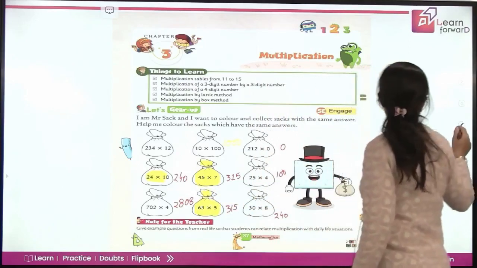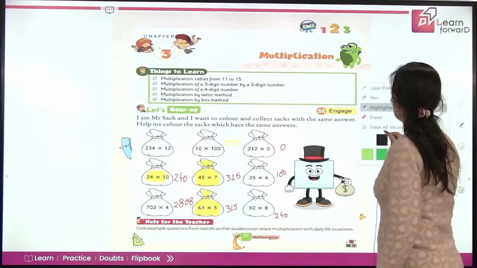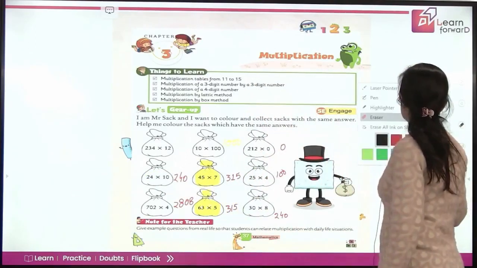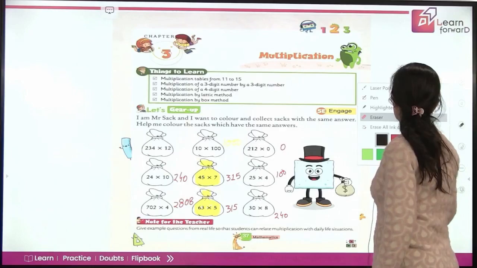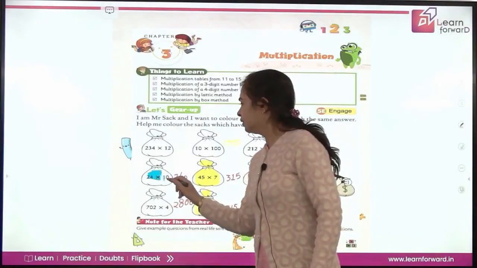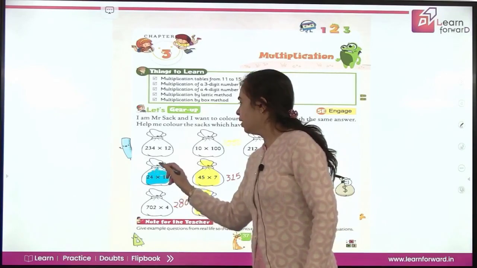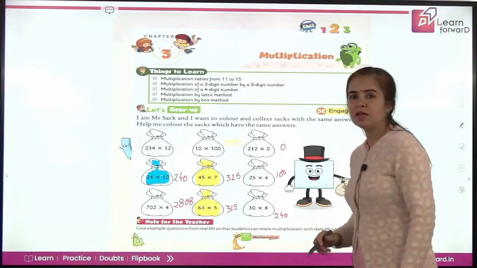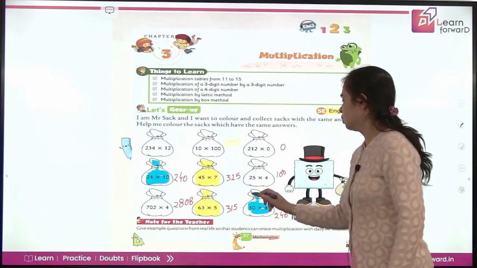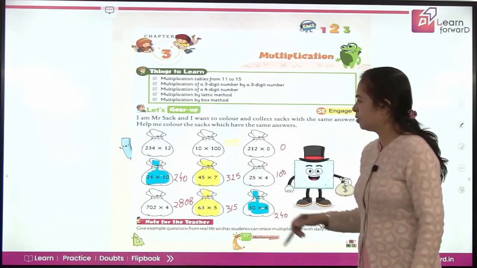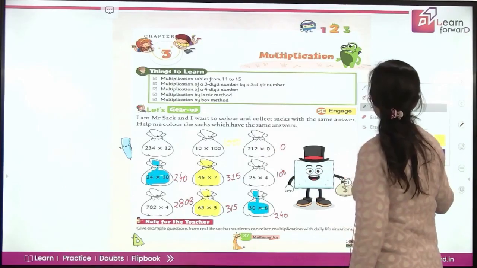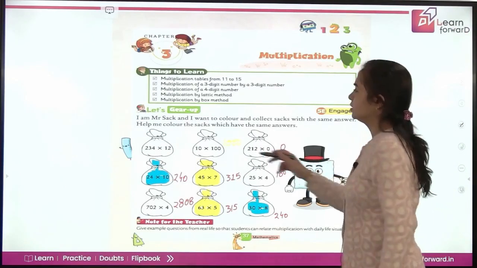Oh, let me change the color, because with yellow you'll get confused. So, let us change the color this time. Let's take blue. So, now we have picked another color for this. This is 240 and there's one more sack with the same answer. Yes, let's color this also. This is also 240. Do we have the same anywhere else? Not yet. Okay, let's find out. There is just one sack left. Let's find out that answer.